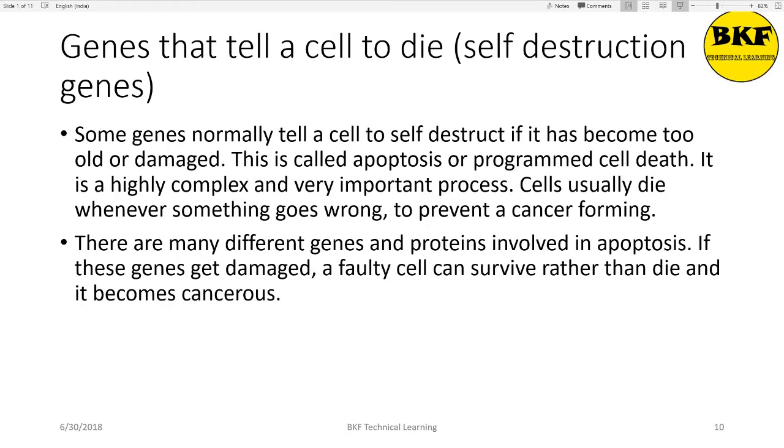Genes that tell a cell to die, or self-destruction genes. Some genes normally tell a cell to self-destruct if it has become too old or damaged. This is called apoptosis or programmed cell death. It is a highly complex and very important process. Cells usually die whenever something goes wrong to prevent a cancer forming. There are many different genes and proteins involved in apoptosis. If these genes get damaged, a faulty cell can survive rather than die and it becomes cancerous.